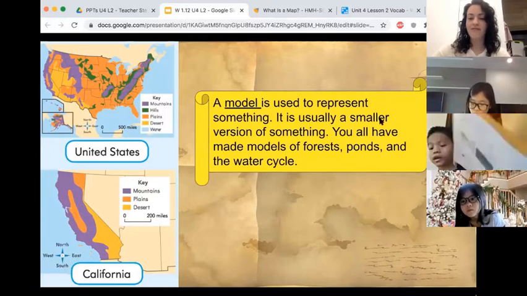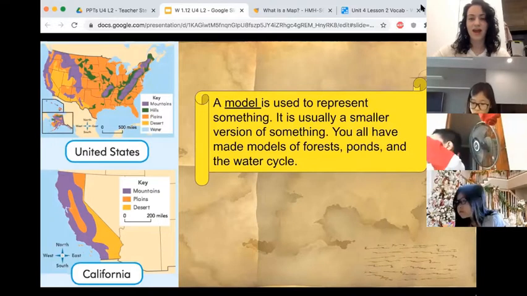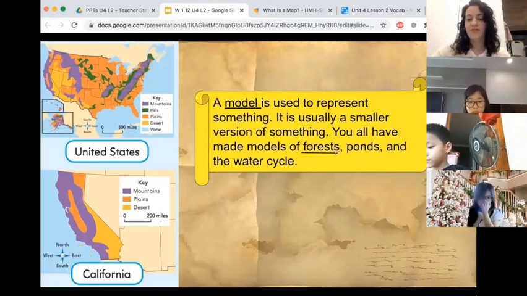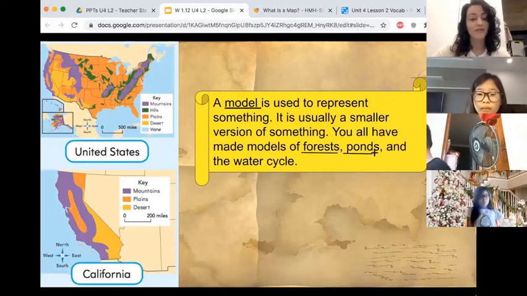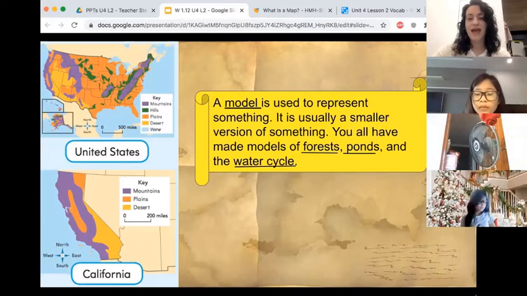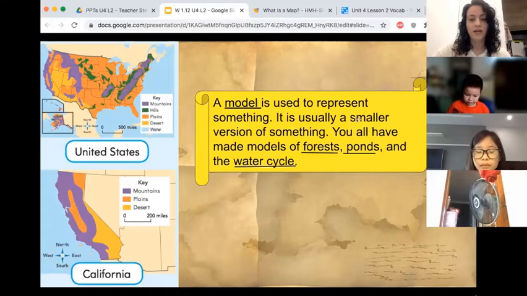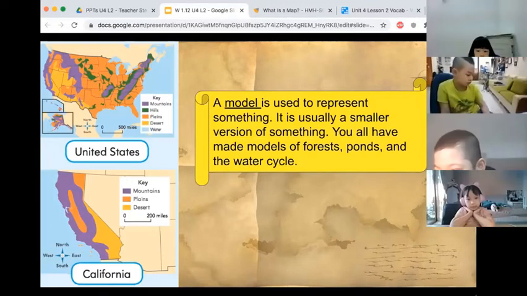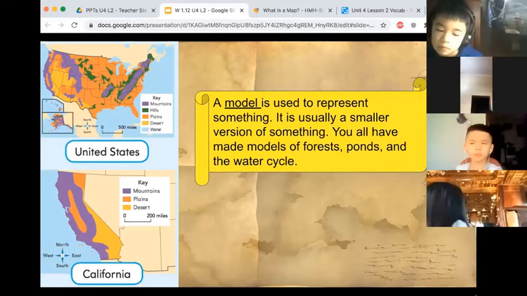Excellent. So you all have made models this year already. You've made a model of the forest, of deserts, of savannas, of ponds, of lakes, of water cycles. You guys have made models or smaller versions of something. You've made many, many models this year. Does anyone have any questions about what the word model means?